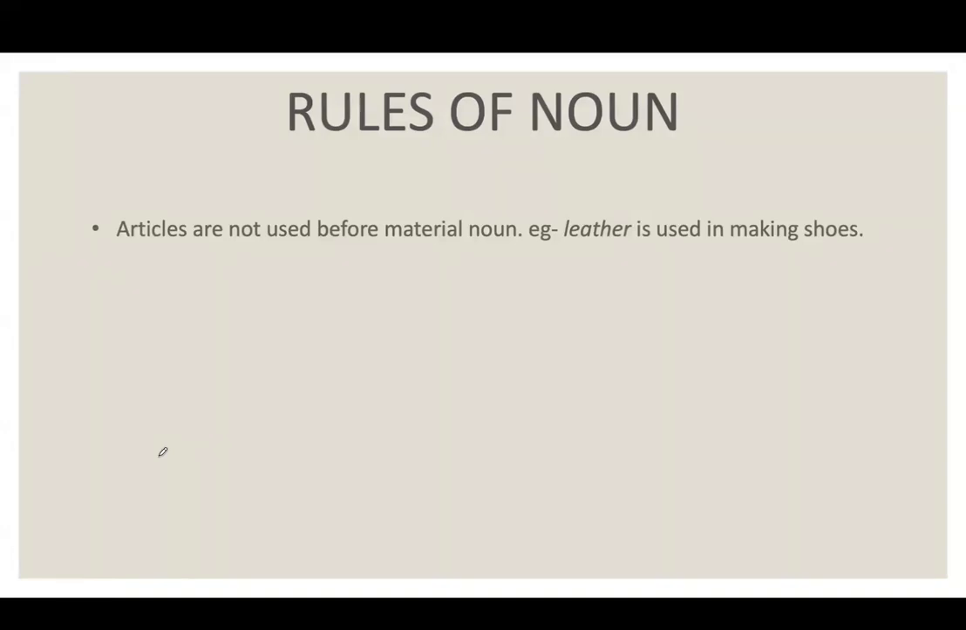So the first rule we have here is about material noun. Articles are not used before material noun. Material noun refers to substances or materials from which things are made. Articles like a, an, and the are not used before them when they are used in a general sense. Clear? For example, leather is used in making shoes. Here leather is used in a general sense.